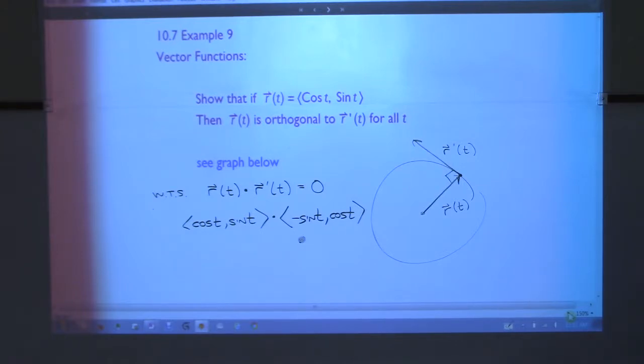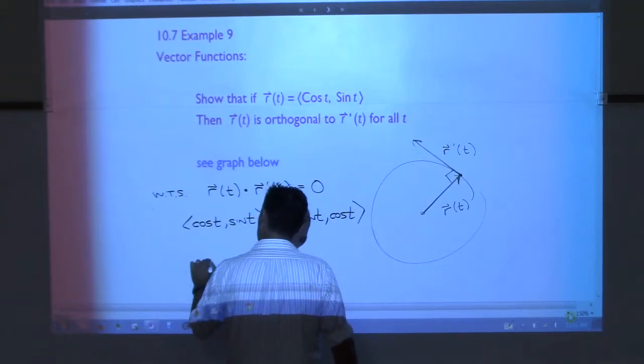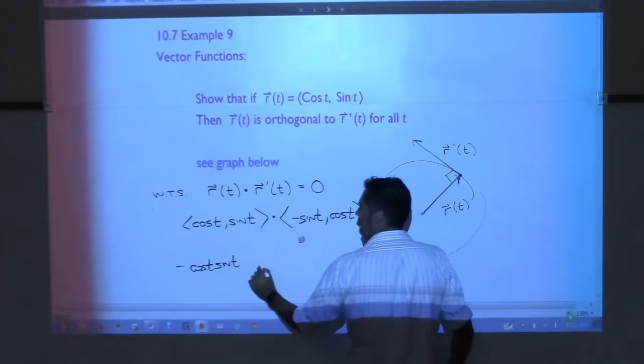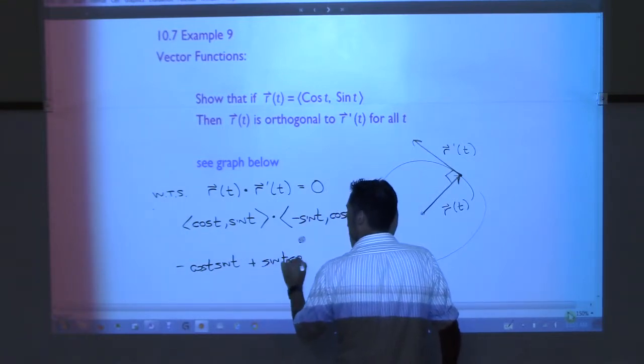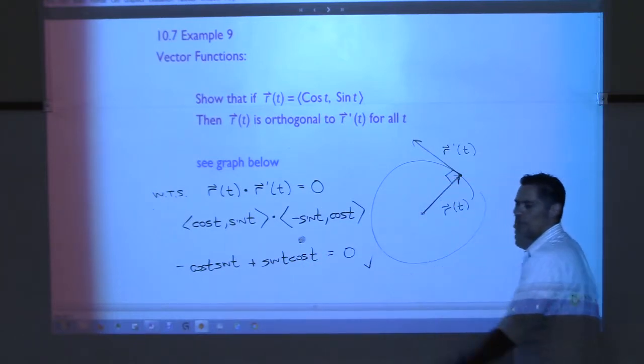And now what? Dot it. So what would happen if you dot this? You get cosine t times sine t, but it's negative, right? Because cosine, negative sine. And then plus now sine t cosine t. This is obvious. They just wipe each other out, right? 0. Check.